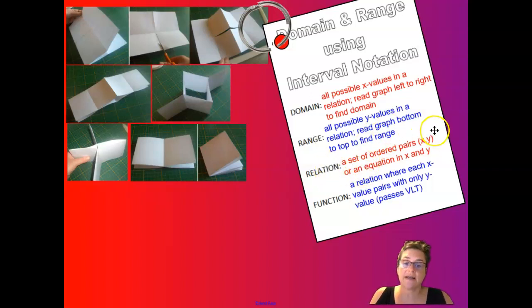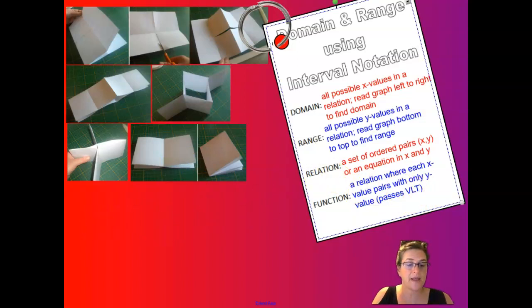Okay, a relation is a set of ordered pairs, x comma y, or an equation in two variables, x and y. And then a function is a relation where each x value pairs with exactly one and only one y value, right? Each x has its own unique y. That's when a relation is also a function. And if you're looking at a graph, hopefully you remember from Algebra 2 that that graph must pass the vertical line test to be considered a function.